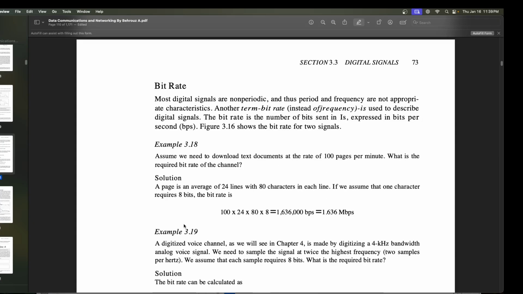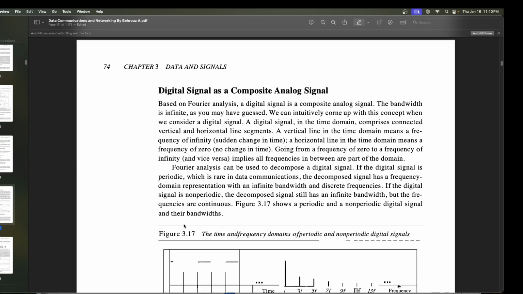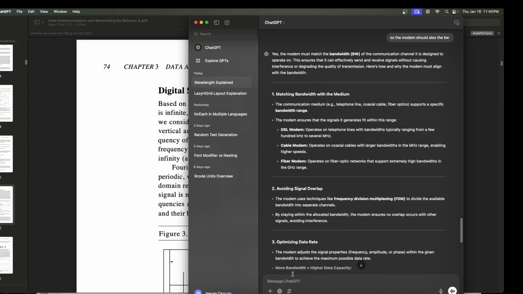Okay. Now bitrate. Most digital signals are non-periodic and thus period and frequency are not appropriate characteristics. Another term, bitrate, instead of frequency, is used to describe them. Bitrate is the number of bits sent in one second, expressed in bits per second. What is bitrate? Even this is measured in bits per second. Bitrate.